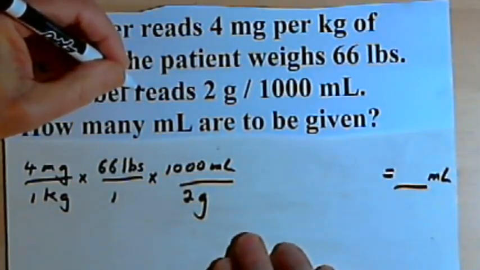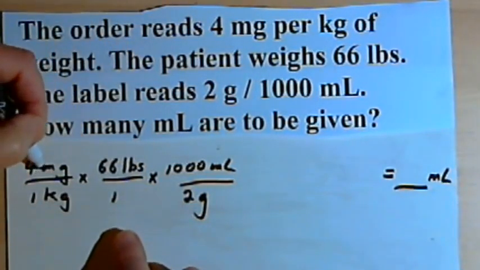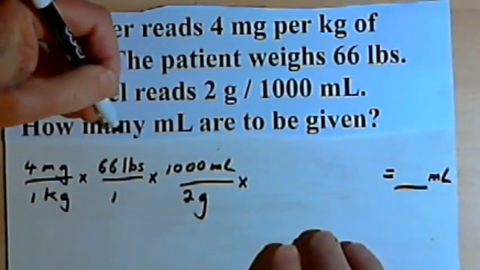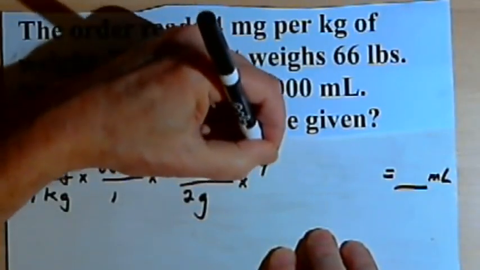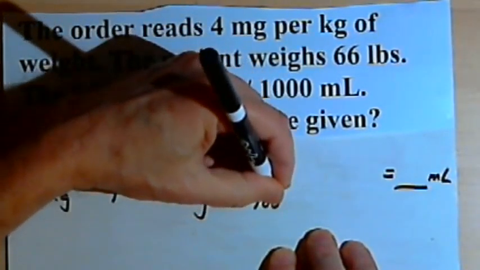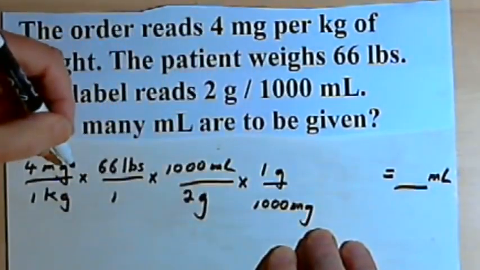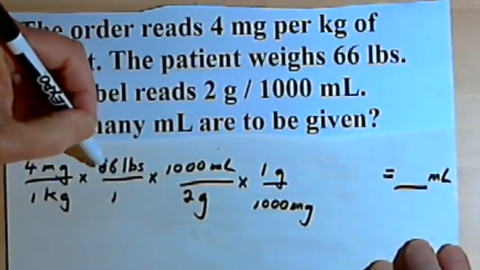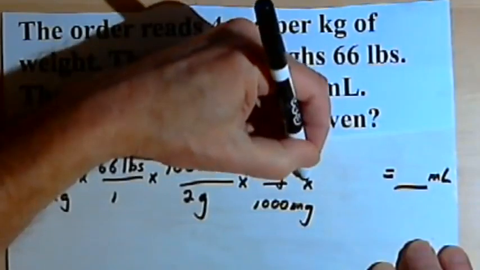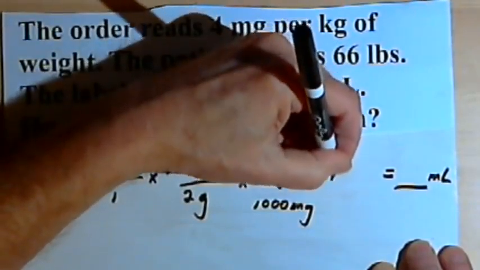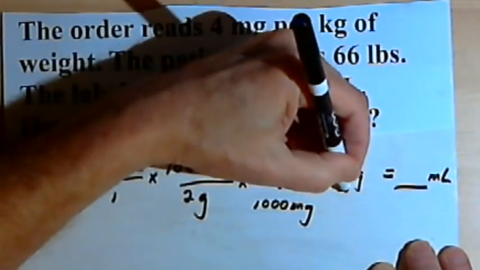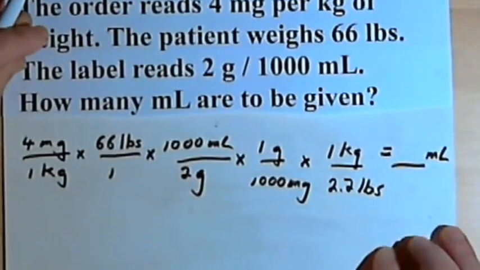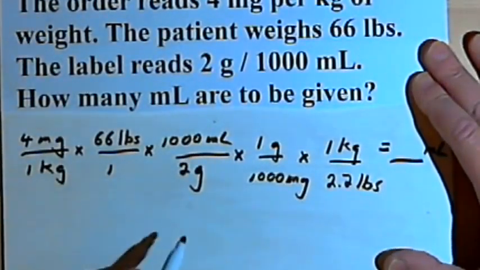There's 2 more things we have to do. We've got milligrams and grams, so let's put in the conversion for that. 1 gram is the same as 1,000 milligrams, so I'll put in the fraction 1 gram over 1,000 milligrams. And I've got to deal with that 66 pounds. Well, 1 kilogram is 2.2 pounds, so I'll add one more fraction. I'll have 1 kilogram as the numerator and 2.2 pounds as the denominator. And this is all going to clear up very nicely.